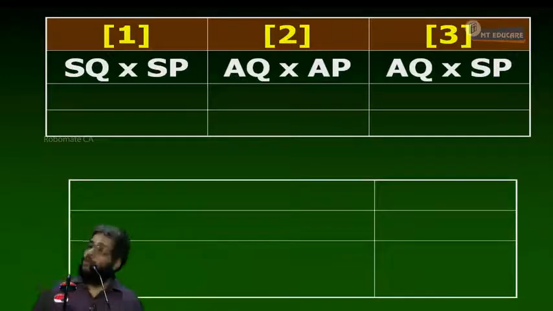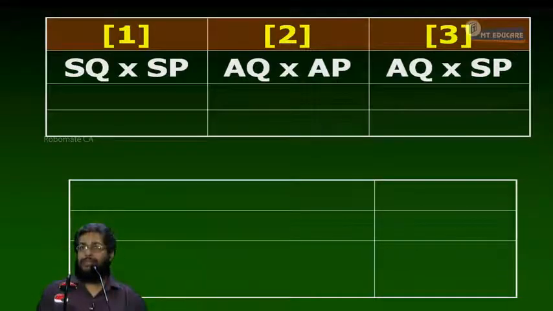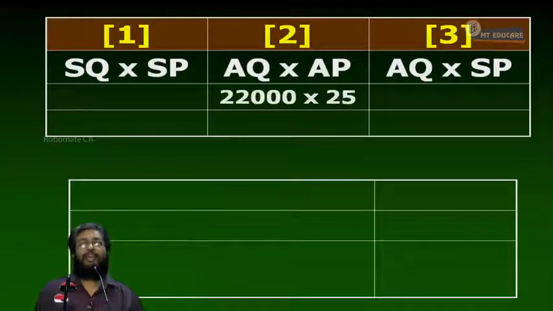Now, let's put the known numbers and then go for the unknown. Tell me, what is actual quantity? How many kgs? 22,000 kg. I purchased at how much price? 25. AQ into AP is 22,000 kgs into 25. Accept it or not?